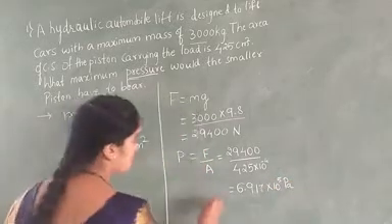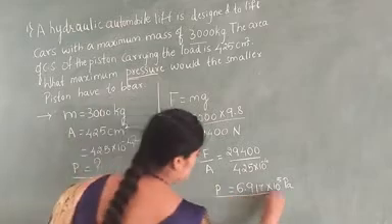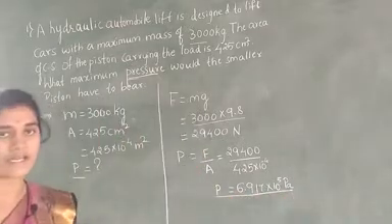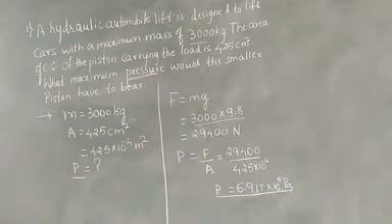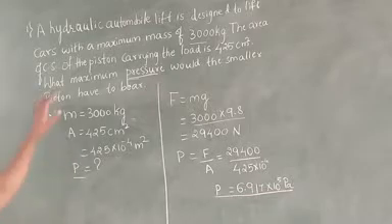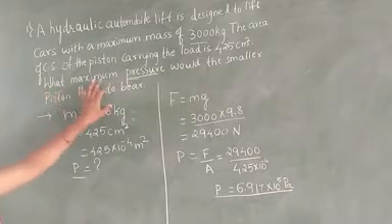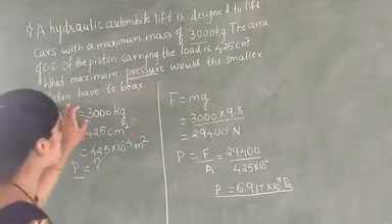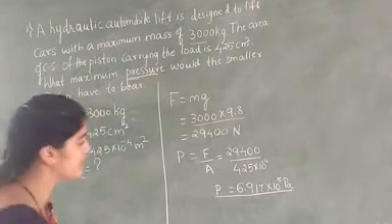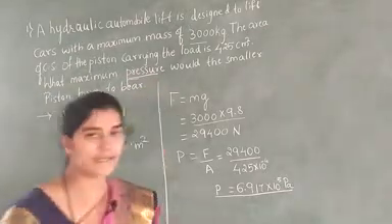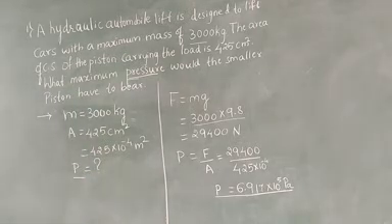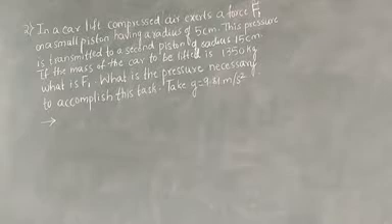Total answer for the pressure P is equal to 6.917 into 10 raised to 5 Pascal. Therefore, according to the question, we have to find the maximum pressure the smaller piston has to bear. P is equal to 6.917 into 10 raised to 5 Pascal. Now next question.